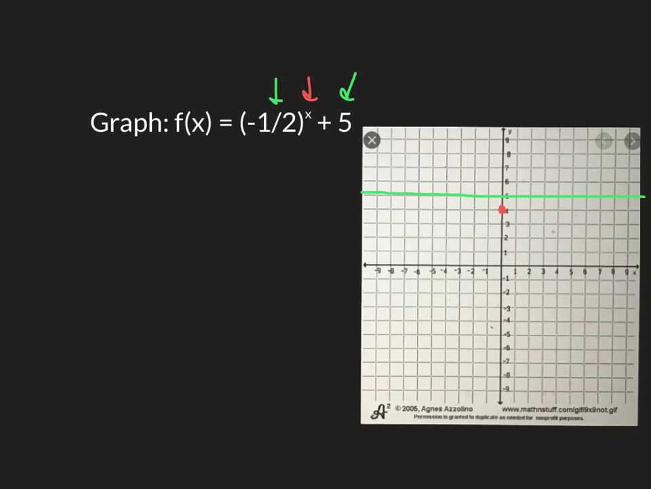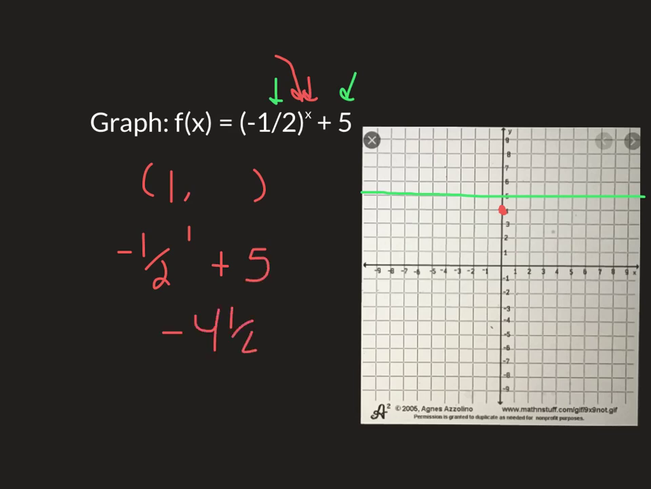Now, I keep telling you, for your second point, go 1 to the right. I'm at 0 right now, so if I go 1 to the right, that puts me at 1. And what you do with the 1, you put it into your exponent. When you do that, you get negative 1/2 to the first power plus 5. And if you work that out, you get negative 4.5.